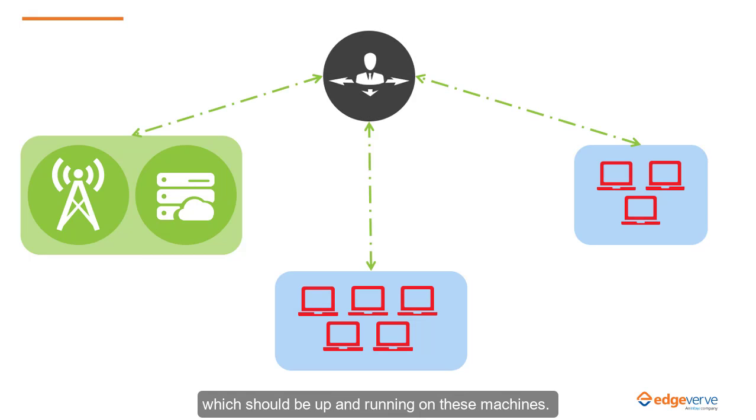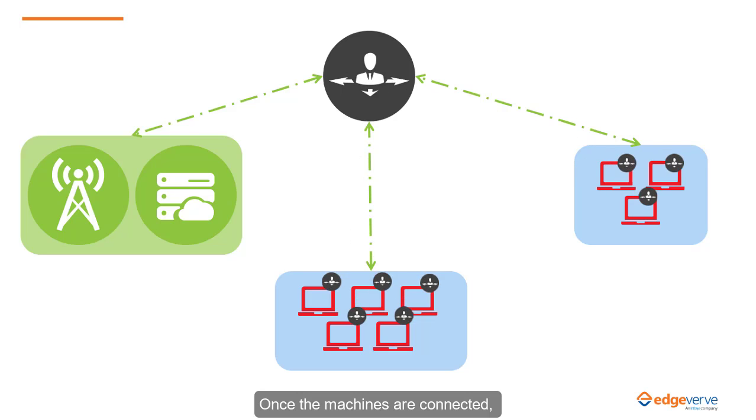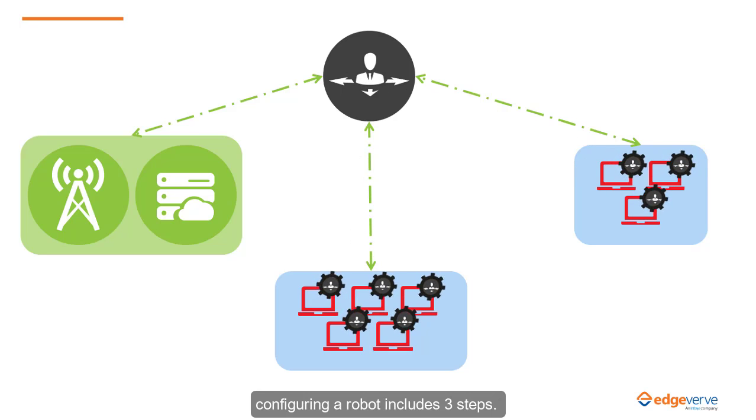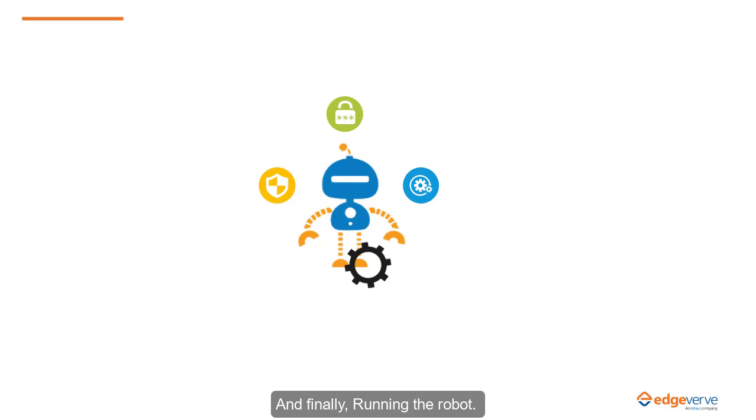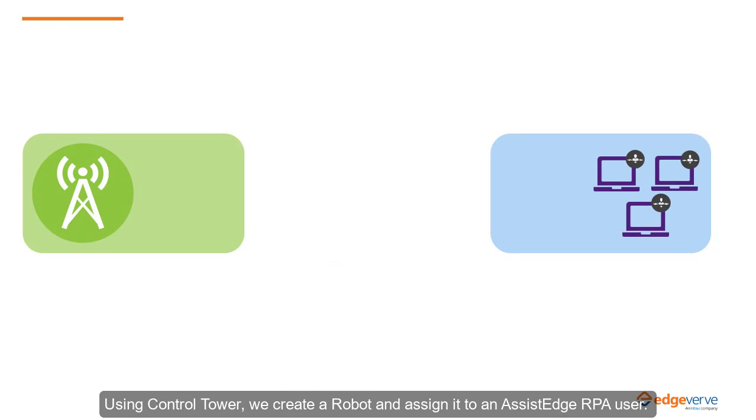machines. Once the machines are connected, configuring a robot includes 3 steps: creating and assigning a robot, setting up the robot, and finally running the robot. Using Control Tower, we create a robot and assign it to an AssistEdge RPA user.